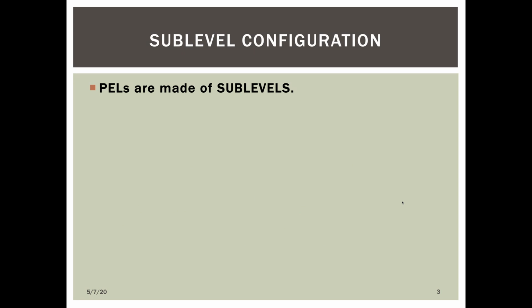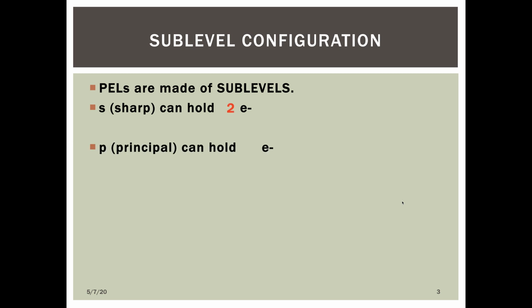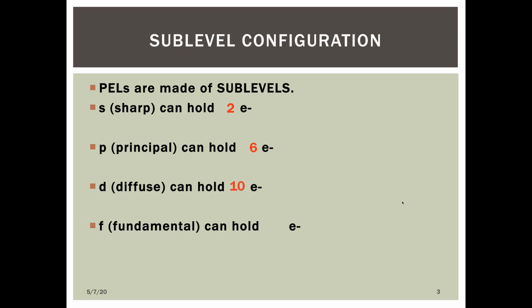Now, these energy levels are broken into sublevels, and these sublevels come in 4 different flavors. We have S sublevels, which can hold up to 2 electrons, P sublevels, which can hold up to 6, D sublevels that can hold up to 10, and F sublevels that can hold up to 14. The first energy level only has an S sublevel. That's why the first energy level can only hold up to 2 electrons. The second energy level can have an S and a P sublevel. 2 plus 6 is 8. That's why the second energy level can hold up to 8 electrons.